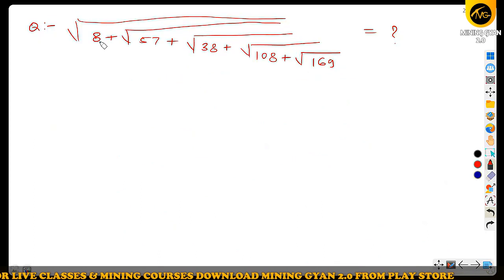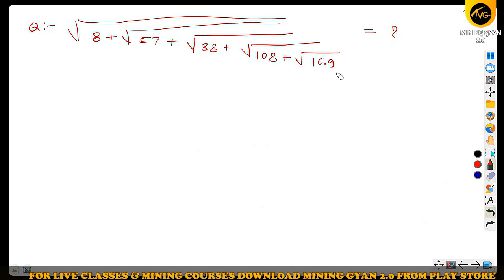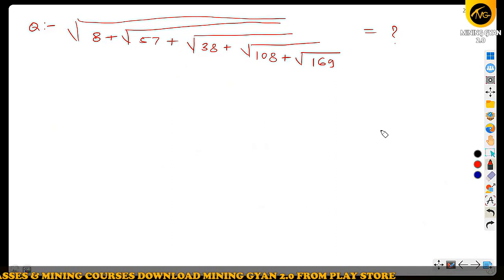Now the next question is under root 8 plus under root 57 plus root under 38 plus root under 108 plus under root 169. What is the value of this question? Just follow the same basic logic and we can find the answer.